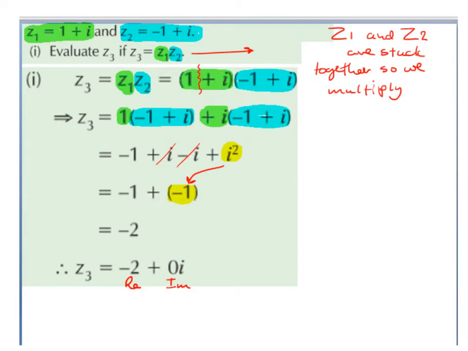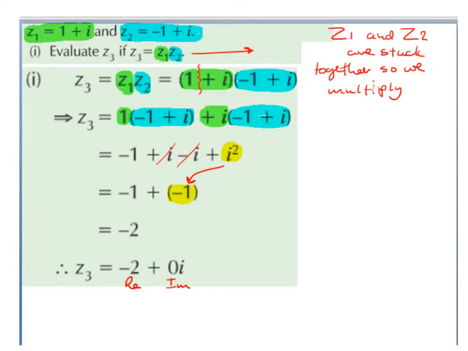Part 5. How is the argument of z3 related to the argument of z1 and the argument of z2? Okay, so we're going to work out part 1. We want to evaluate z3 if z3 is z1 multiplied by z2. Remember, z1 and z2 are stuck together, so we multiply. Anything stuck together in maths means multiply. So we replace z1 with 1 plus i and put brackets around it. And we stick on to that, we replace z2 with minus 1 plus i with brackets around it.